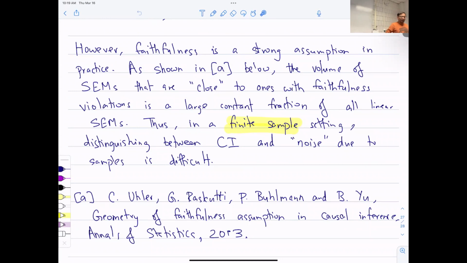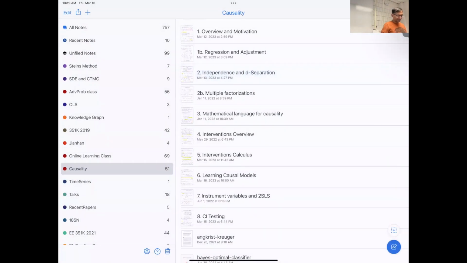They show that the volume of structural causal models which are close to one with a faithfulness violation is actually a large constant fraction of all linear models. I'm being very vague about what volume means here. So even small perturbations are an issue, and the faithfulness assumption is actually a bad one unless you have so many samples that you can shrink that volume even further down. So if I understand, if we have infinite samples, this might be okay, but when we have finite samples, that's exactly the problem.